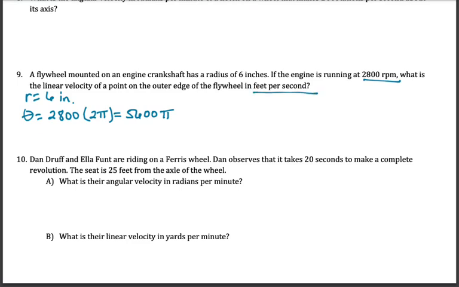And we want it in feet per second. So we're going to have to change those 6 inches to feet. There are 12 inches in 1 foot. That way your inches cancel out. So you end up with 1/2 of a foot. That's what your radius is.